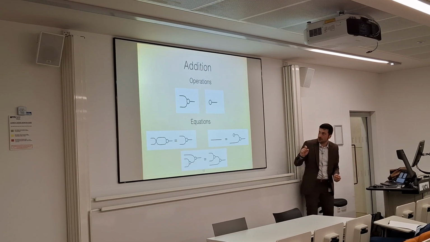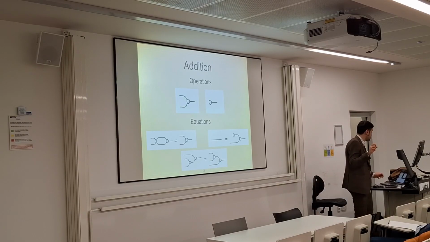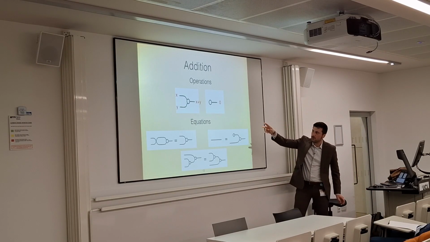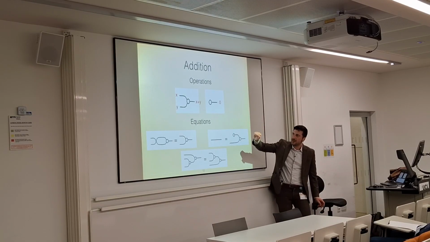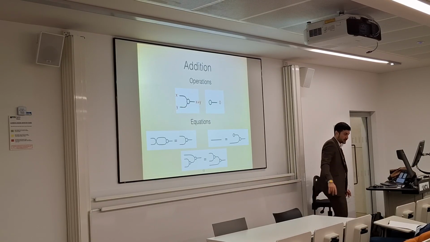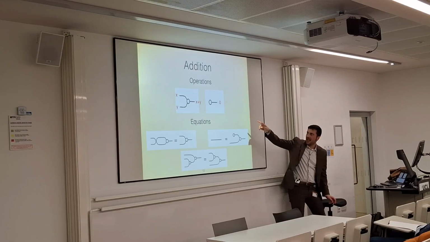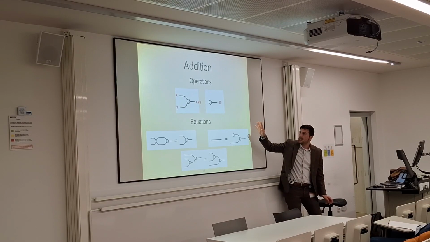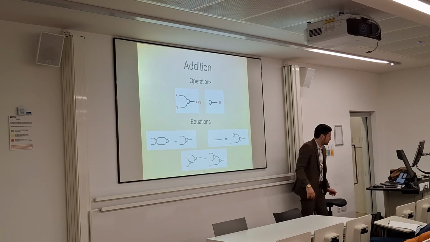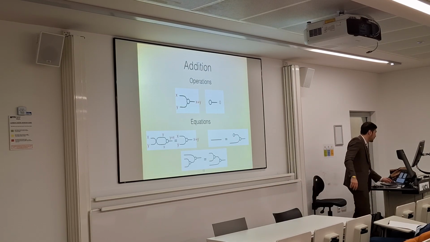So we start with addition. Addition is two operations. The first one has two interfaces on the left, and if you have two values x and y, this works as an addition, so it gives you on the right the sum of x and y. And this other one has no interface on the left, so nothing comes in, and what comes out is the constant value 0.